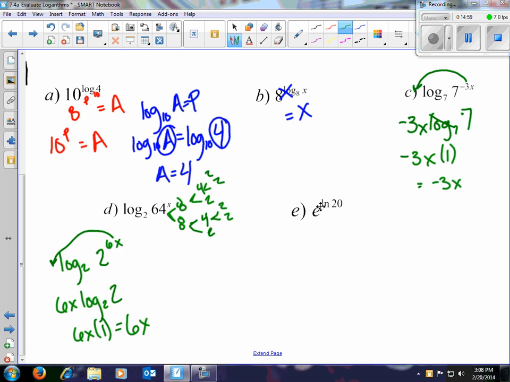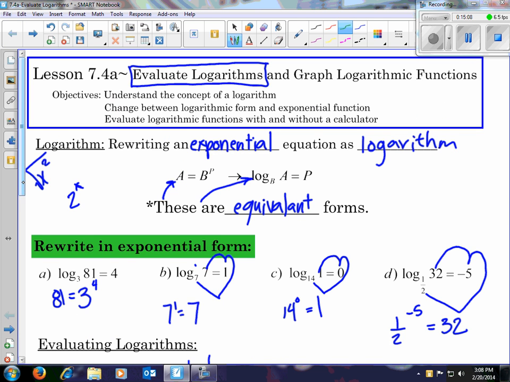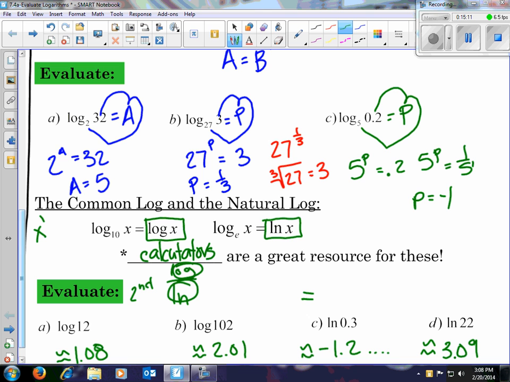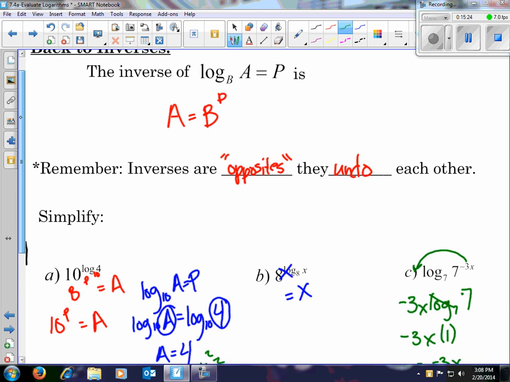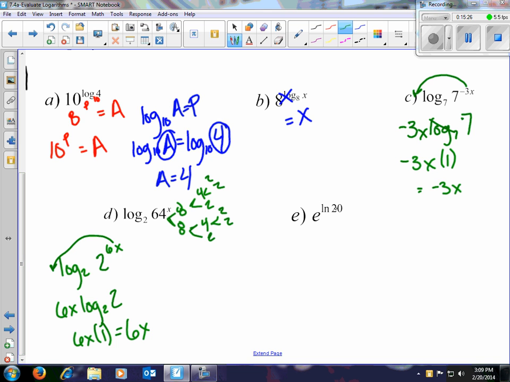Now, finally, we have e and natural log. Our natural log is how we undo our exponential function. If we look back here, down here where we wrote this down, we have our log base e of x is equal to natural log of x. So my natural log is going to undo my e to the x and vice versa. So if I have e to the natural log of 20, these are basically going to go away, and I'm just going to be left with 20.